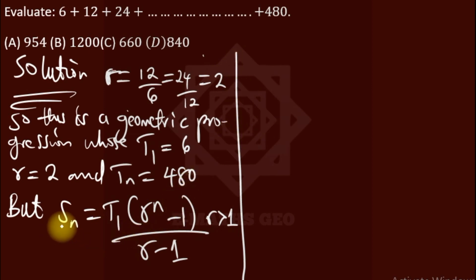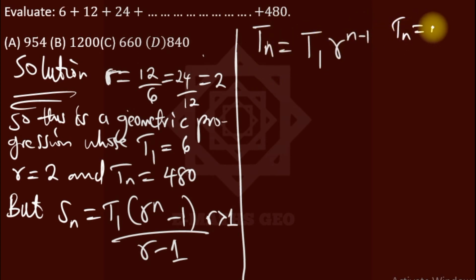But we have a little problem here. We don't know the total number of terms that we are to find the sum of. So we need to use another formula. If you could remember, the last term of a GP is always T1 r raised to power n minus 1, where this is the last term or nth term. And if we try to make n the subject of the formula, it will make the solution hard. So there's a way I will solve it so that it will be easy.